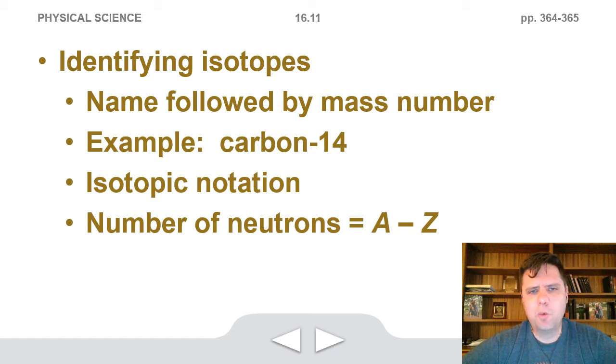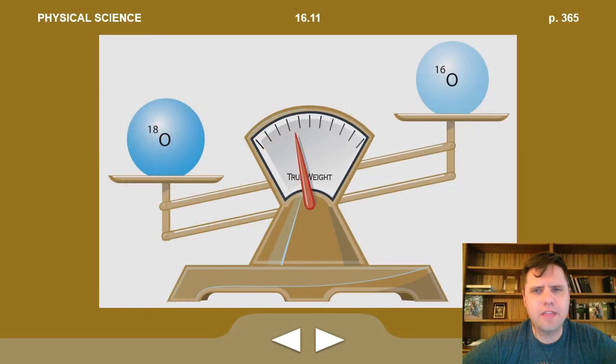And so you can then look at the different weight of, for example, oxygen. Here you've got oxygen-16 versus oxygen-18. Oxygen-18 would have 2 more neutrons than oxygen-16. And so one is more massive than the other.